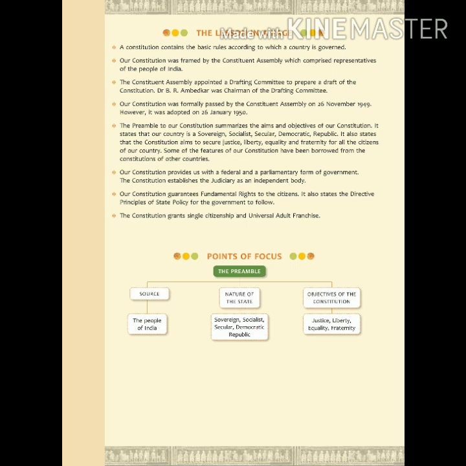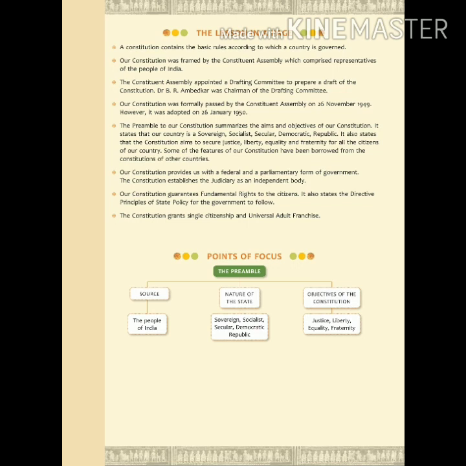It also states that the Constitution aims to secure justice, liberty, equality, and fraternity for all the citizens of the country. The objectives of the Constitution are to secure these, justice, liberty, equality, and fraternity, for all the citizens of our country, India. Some of the features of our Constitution have been borrowed from constitutions of other countries. So, naturally, while they were drafting, they took the ideas of other constitutions also, which were the US and UK.